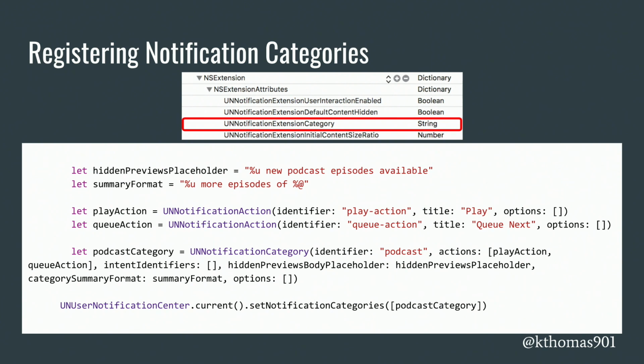Now here, you notice something different. We have 2 actions that we're adding to our notification category, right? So now we're adding to the template. We want a play action and a queue action. And to create these actions is pretty simple. You just need to really give it a title. And we can handle the responses later.